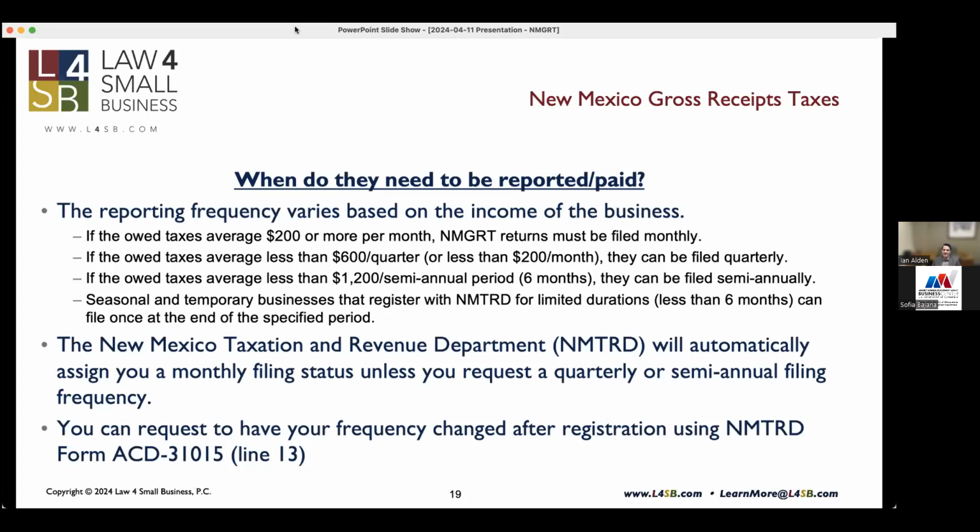Tax and Rev automatically assigns you a monthly filing status when you register, unless you request something else. You can always request to have your filing frequency changed after registration using the update form. Unless you do that, though, the presumption will always be monthly. So just keep that in mind.